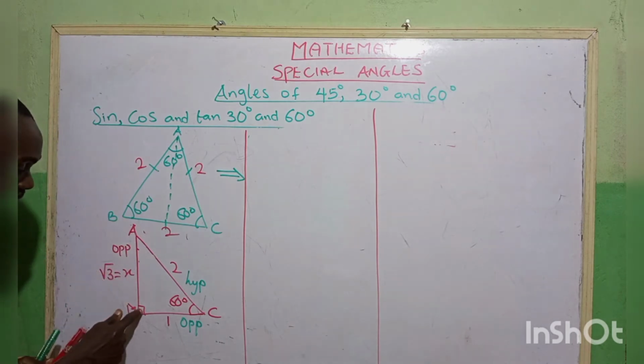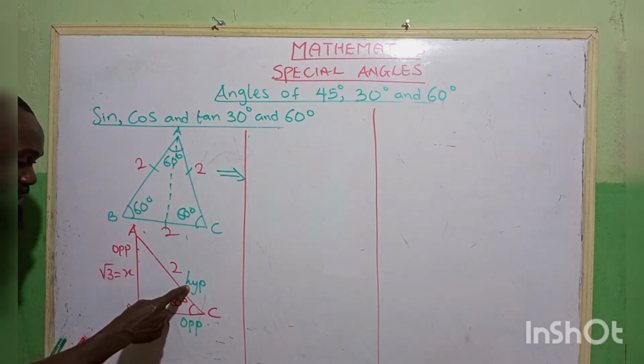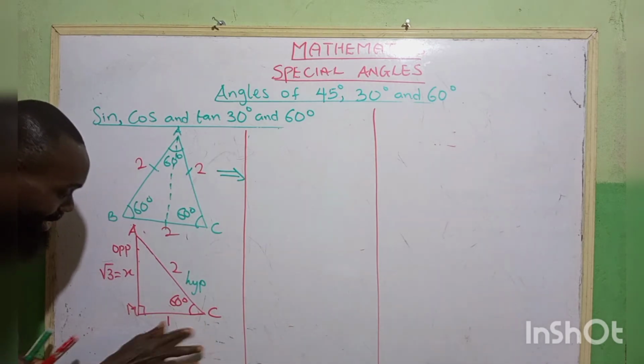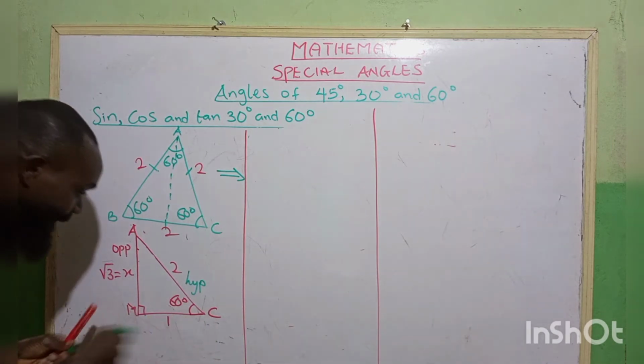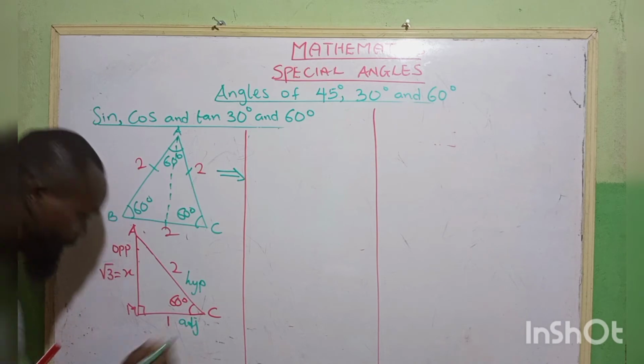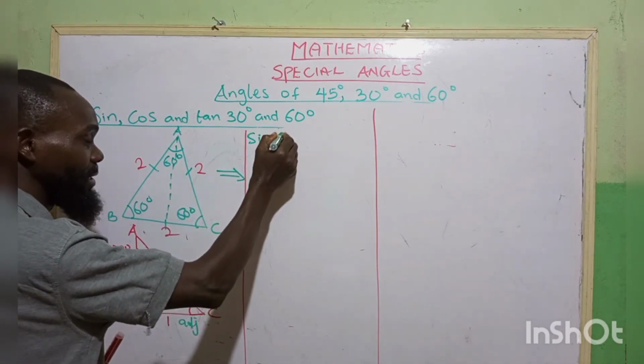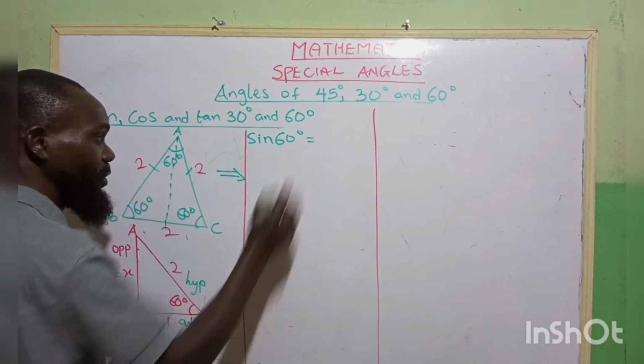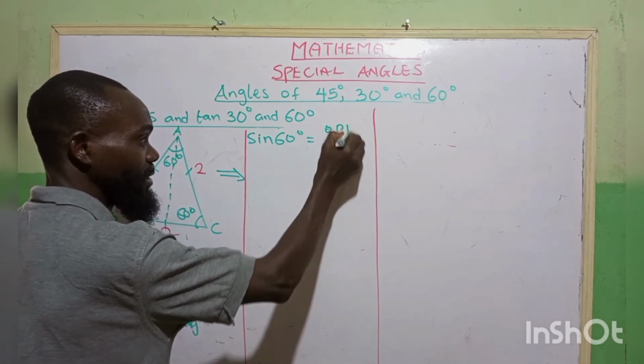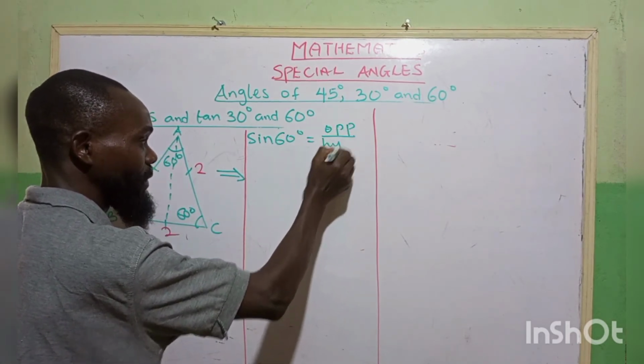Where the box 90 is facing is still my hypotenuse. Then this remaining side now becomes my adjacent. Fine. Now what is sine 60 degree? We still remain opposite, so over hypotenuse.